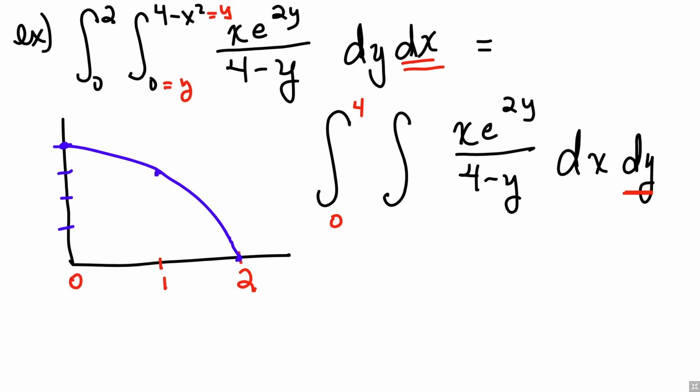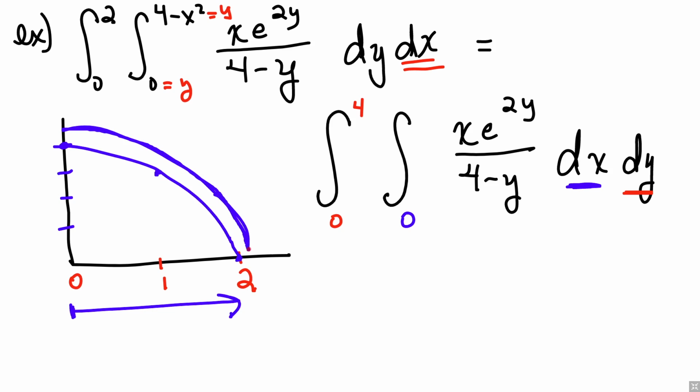Now, on the inside, we're going to deal with x. If you think about how x is running, x is starting here and going over. So the first x value is going to be what? 0. Now, the second x value actually is going to be the curve.